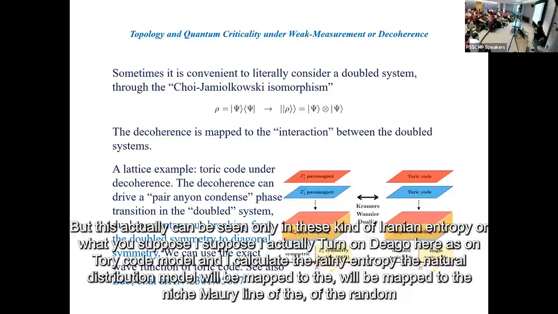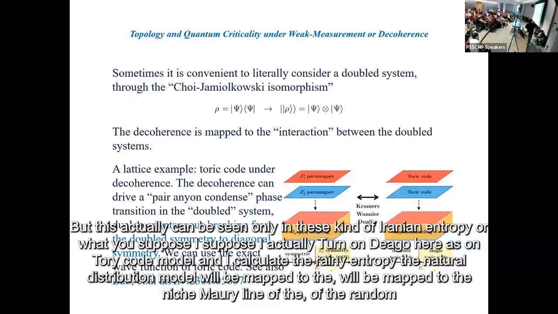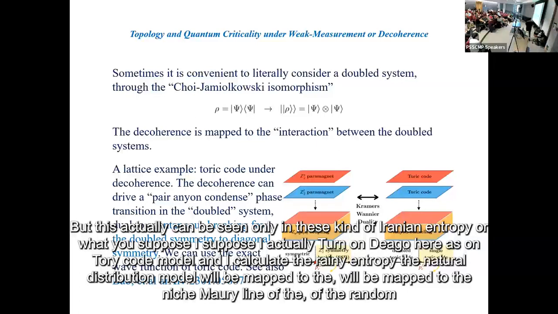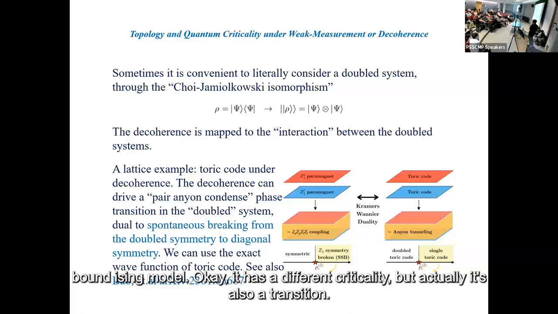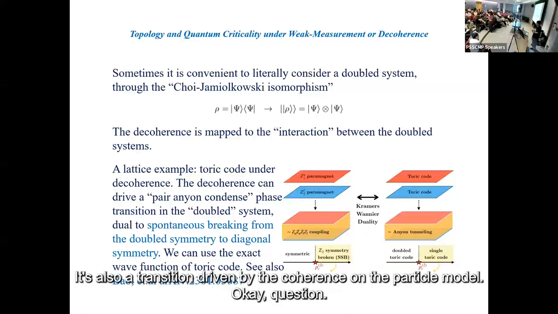But this can be seen only in this kind of Renyi entropy. Suppose I turn on decoherence on the toric code model and I calculate the Renyi entropy, then this model will be mapped to the Nishimori line of the random bond Ising model. It has a different criticality, but it's also a transition, driven by the decoherence on the toric code model.